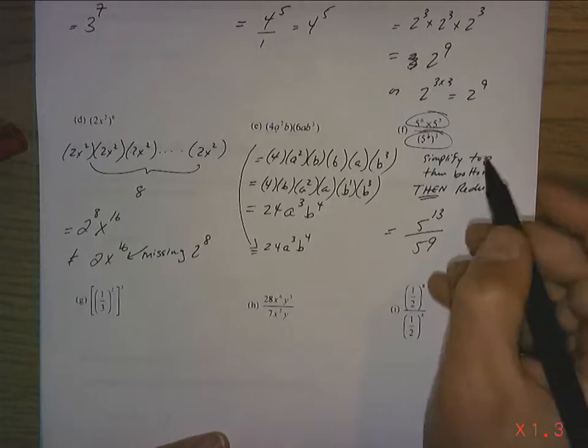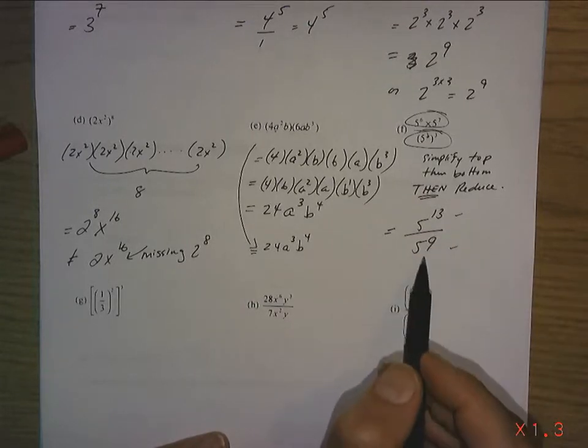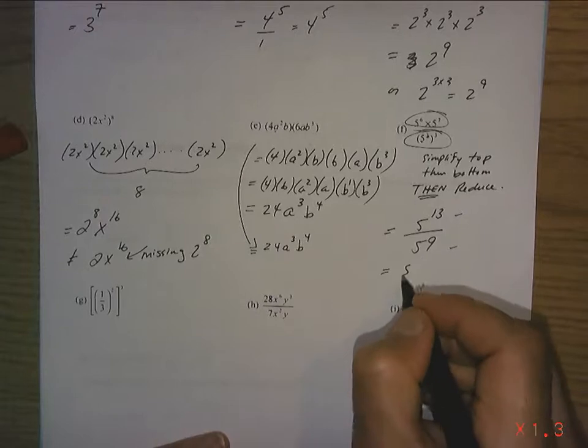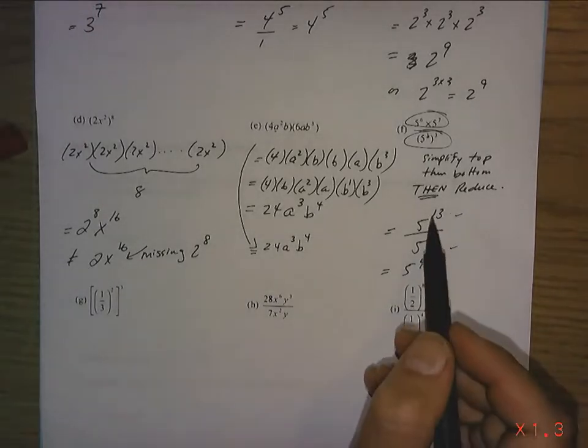So we've simplified the top, we've simplified the bottom. Now where are there more 5's? On top. How many more? Once we reduce them, there'll be 4 left. Or you can do the subtraction, 13 minus 9.